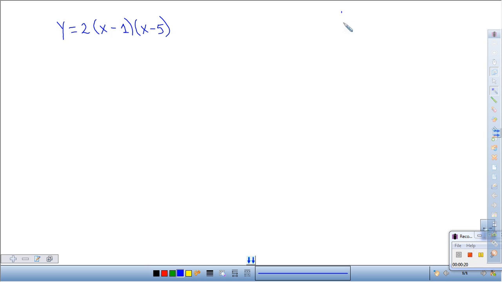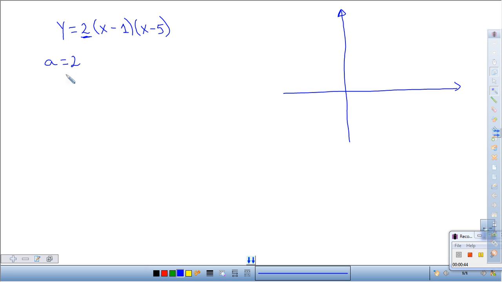If I would look at the graph, and this would be my x-axis and this is my y-axis, we know that the parabola, if it has roots, will intercept the x-axis. Let's first identify the variables. First of all, the a in the function is 2, which means that my parabola will be stretched.